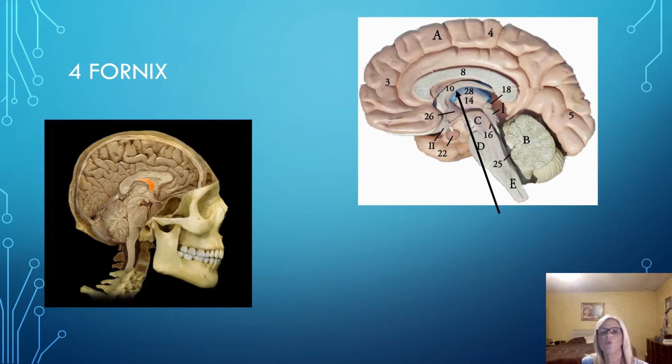So just below the corpus callosum there, you can see we have what we call the fornix, and this means arch. This is actually a major output here for the hippocampus, and so it's located near the hippocampus.